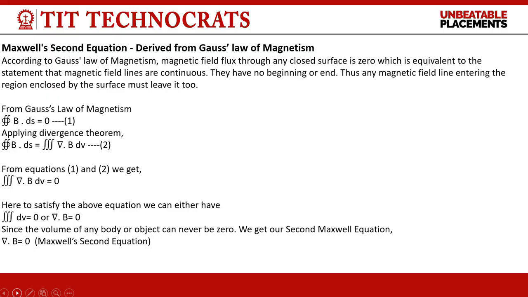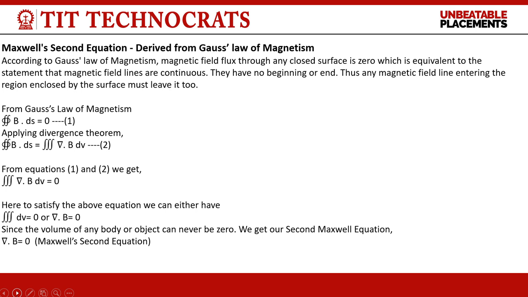Now Maxwell's second equation, which is derived from the Gauss law of magnetism. According to the Gauss law of magnetism, magnetic field flux through any closed surface is zero, which is equivalent to the statement that magnetic field lines are continuous. They have no beginning or end. Thus, any magnetic field line entering the region enclosed by the surface must leave it too.